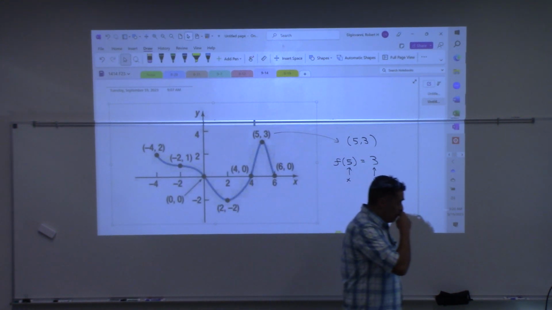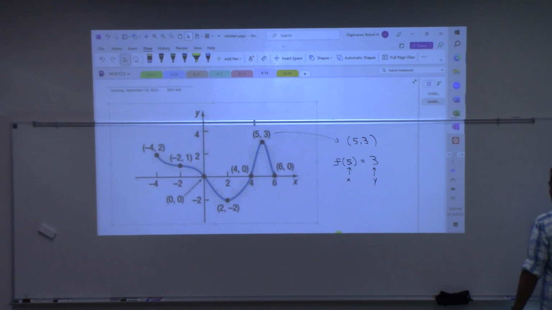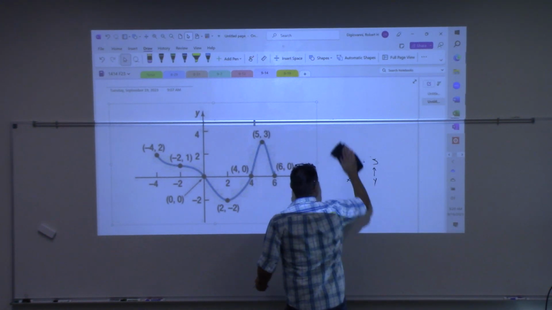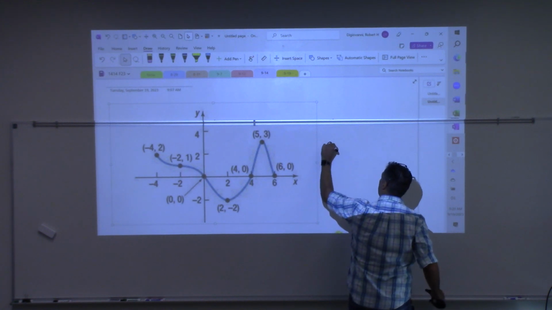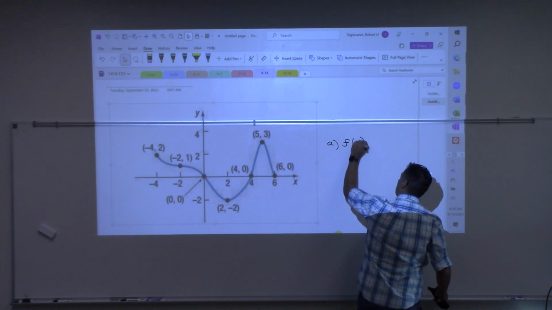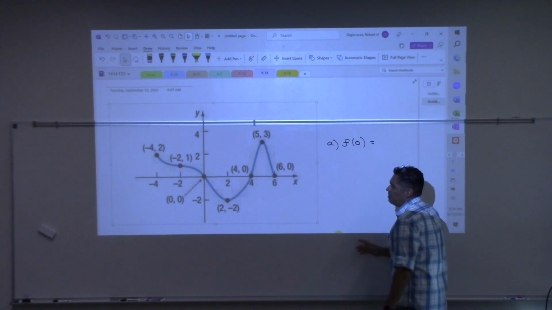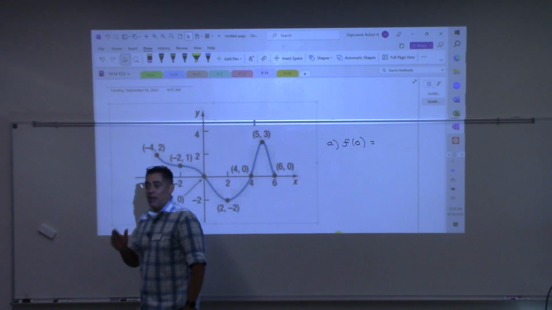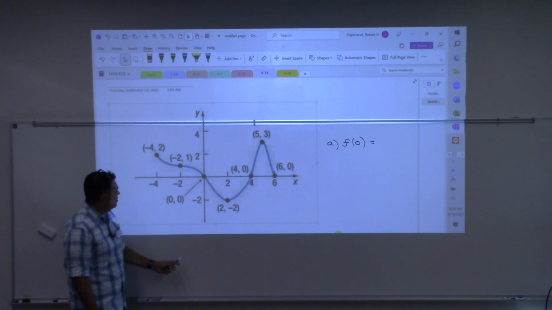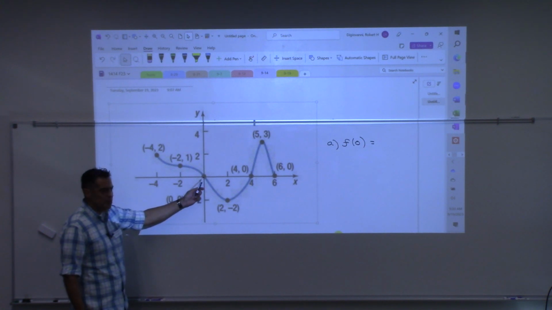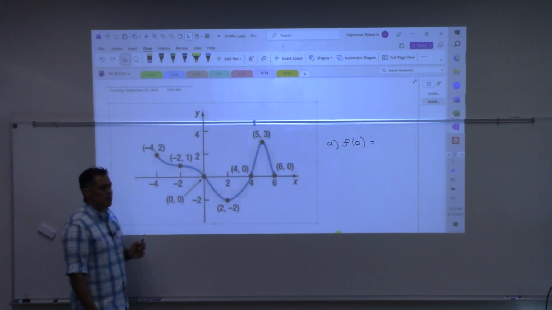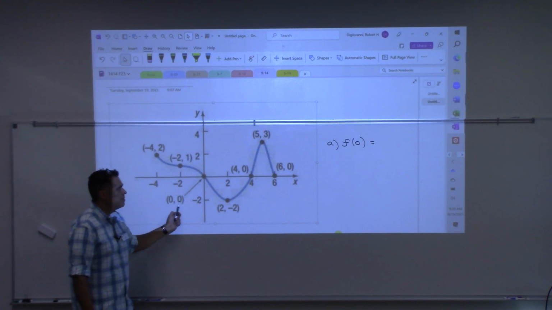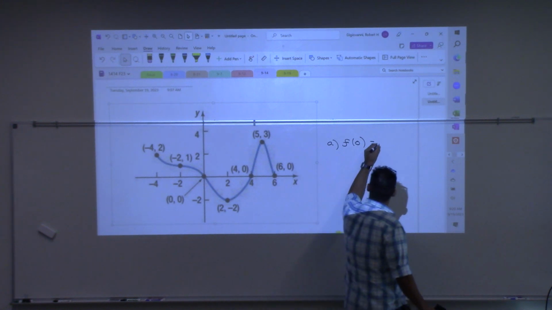So the first question here, part A, says find f(0). I'm going to do this right here. So for part A, find f(0). All right, so you look at this, and what you're looking for is where on this graph your x coordinate is 0. So you'll see it right here, right? It's the origin right here. So when you plug in 0, what do you get? 0. You know that from this right here, right? 0 goes in, 0 comes out. So the answer is 0.